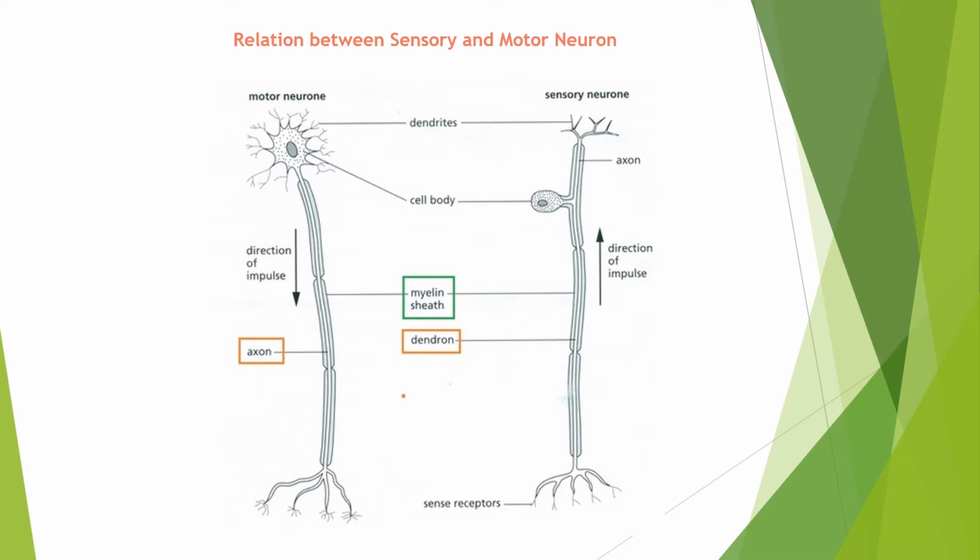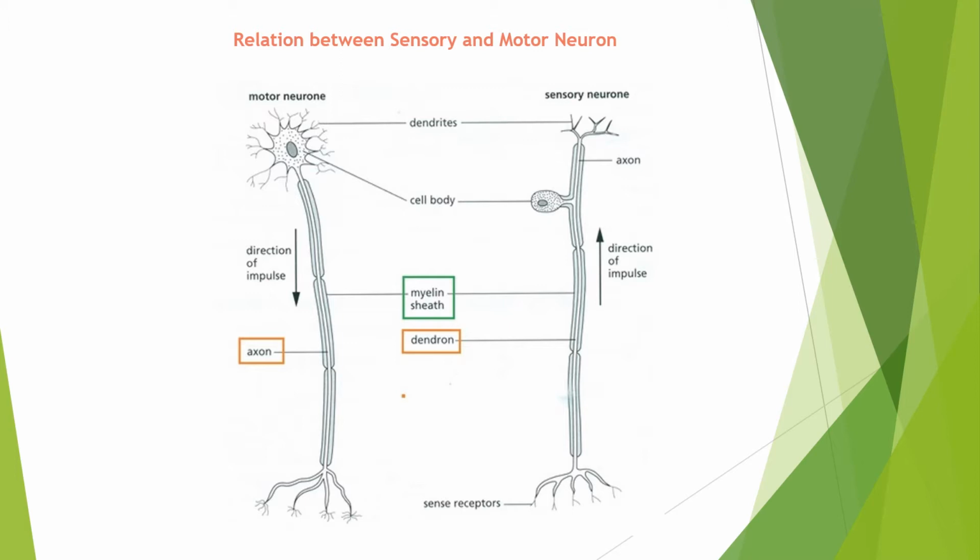So here you can see the structure of two kinds of neuron. One is the sensory neuron and the other is the motor neuron. And what is the function of the sensory neuron? Basically, it transmits nerve impulses from the sense organs or the receptors to the central nervous system. And what is the function of the motor neuron? The motor neuron transmits nerve impulses from the nervous system back to the effectors.